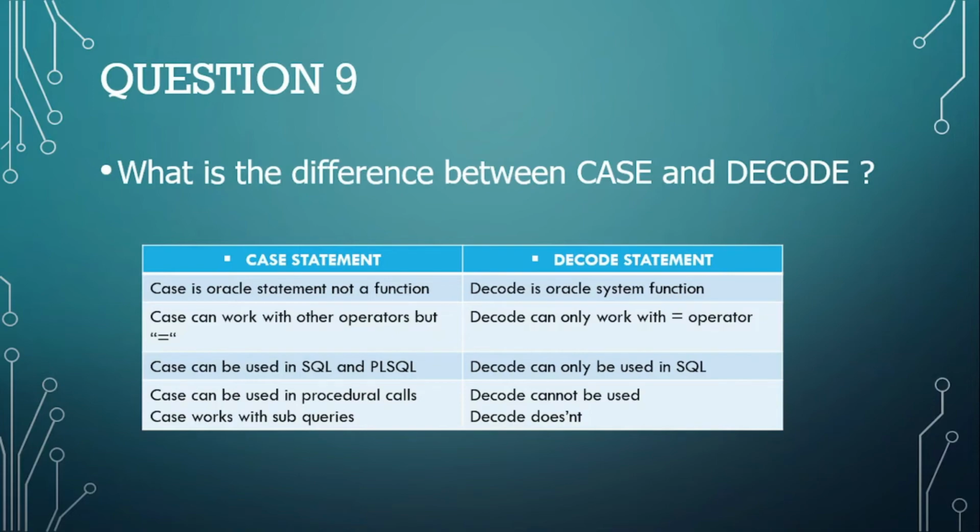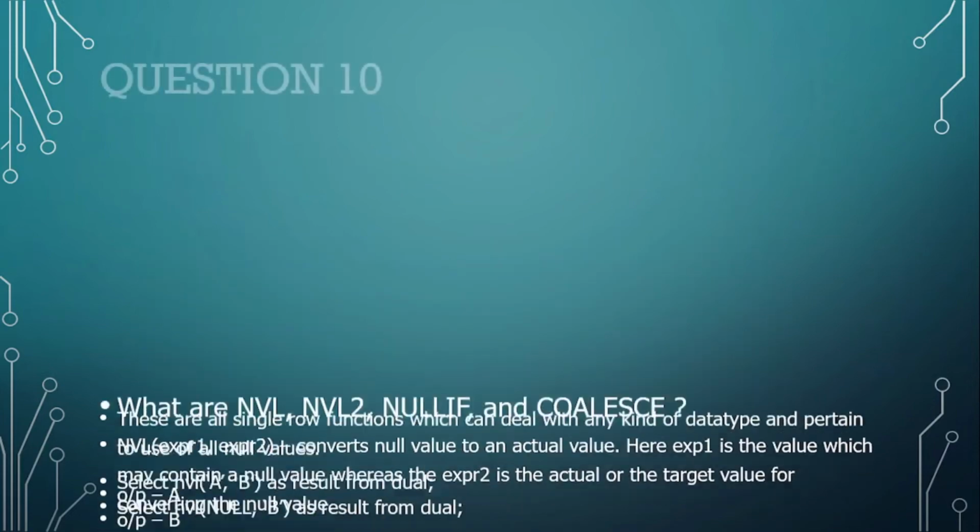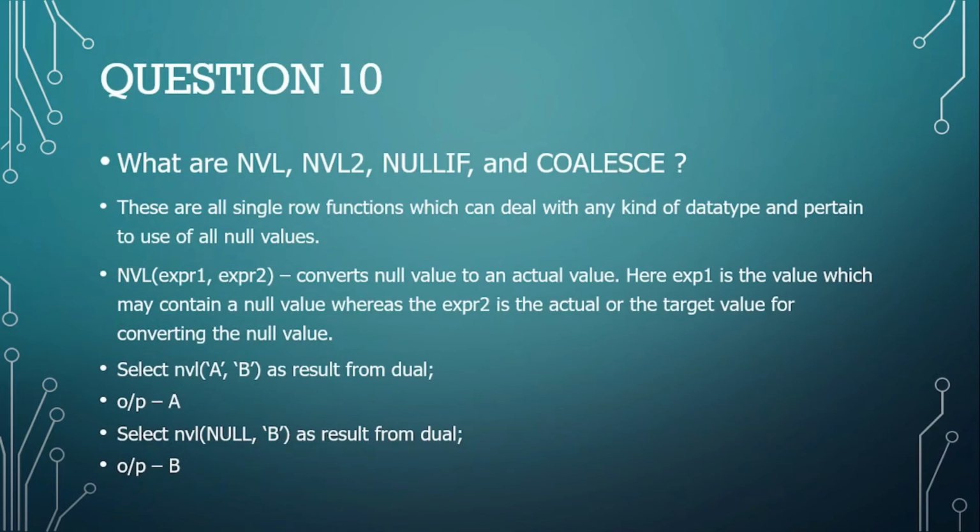So let's go to the last question of today's video. What are NVL, NVL2, NULLIF and COALESCE? These are all single row functions which can deal with any kind of data type and pertain to the use of null values.